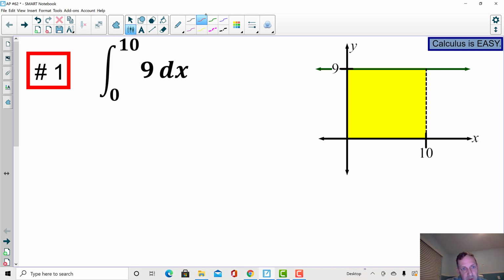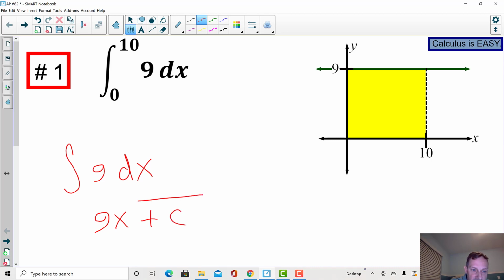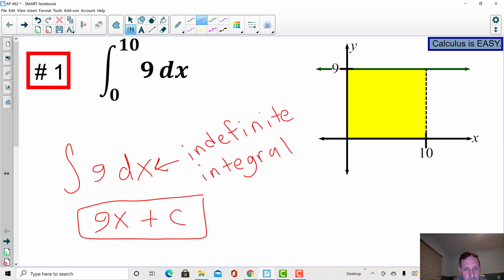Okay, now we're going to take a look at doing definite integrals. Before, we did an indefinite integral, which would be something like this. When you do this kind of integral, you get the antiderivative, so your answer would be something like this. Again, that's called the indefinite integral.